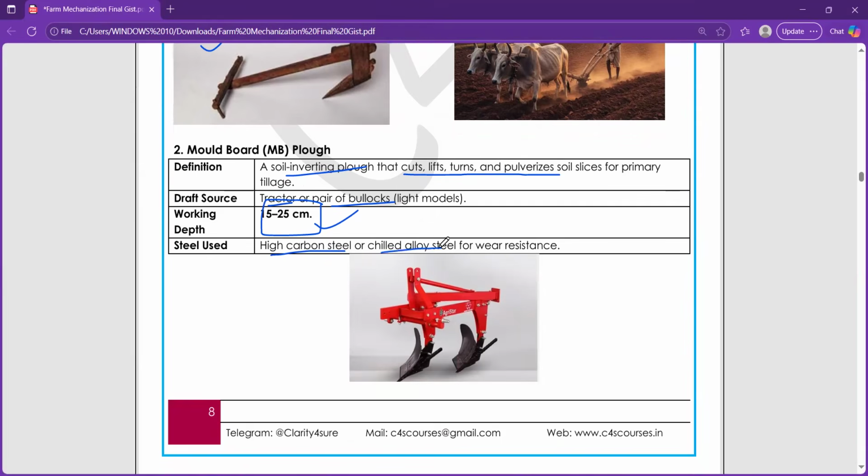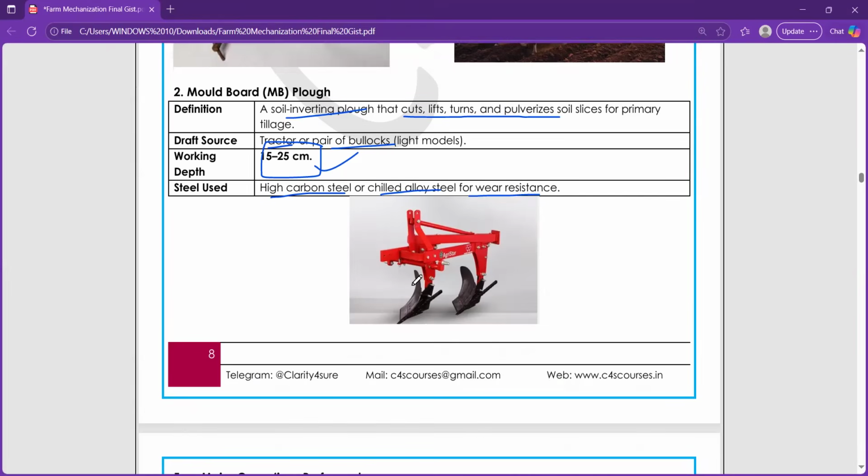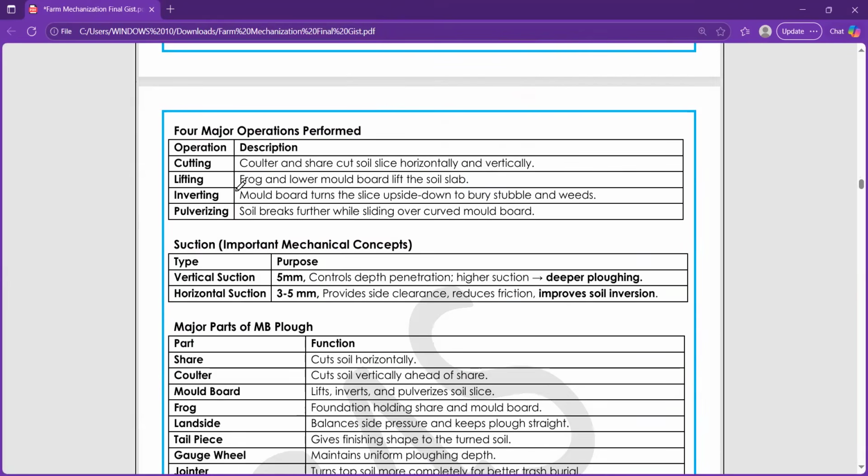High carbon steel, chilled alloy steel, or cast iron is used for wear resistance. This is how the mould board is seen in the slide, with its curved shape. Then let's see the four major operations performed by the mould board plough. First is cutting. The coulter part of the MB plough and the share help in cutting the soil horizontally and vertically.